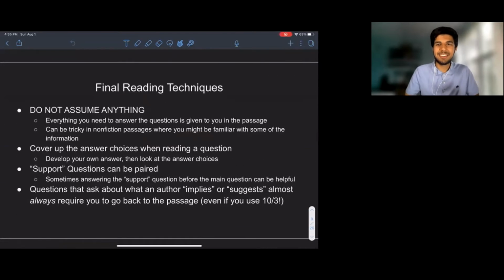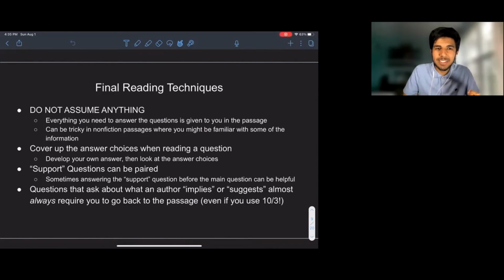And then some more final reading techniques. First, do not assume anything. And this is in all caps because it's super important that you understand this. Don't assume anything. Just don't do it. And this can be really tricky, especially in the non-fiction passages. That's where I found myself running into this issue the most.